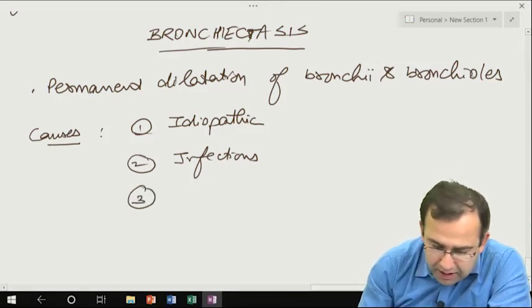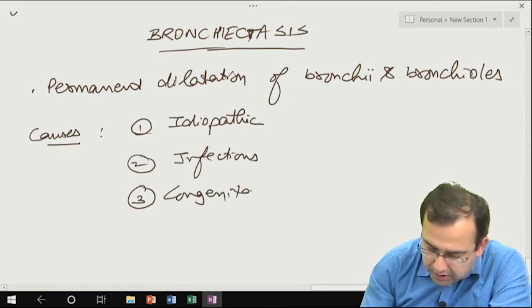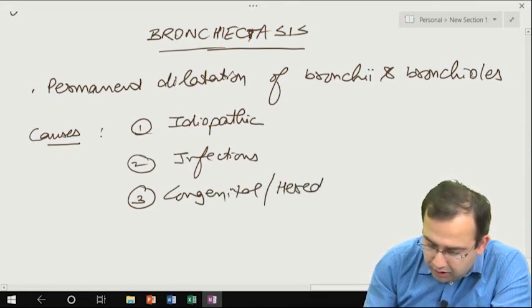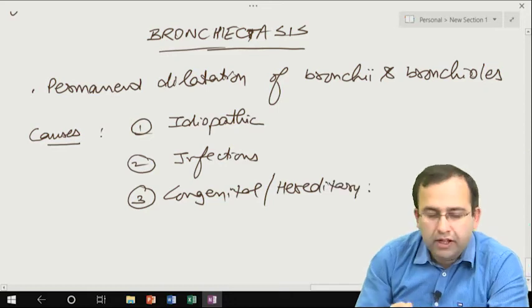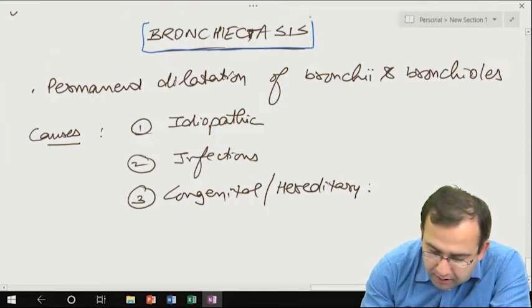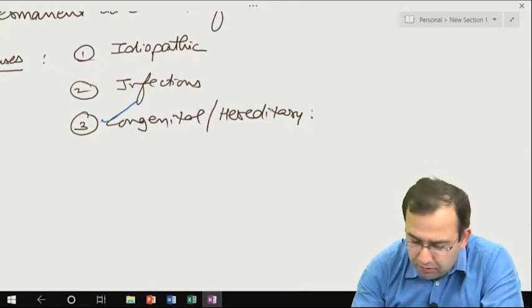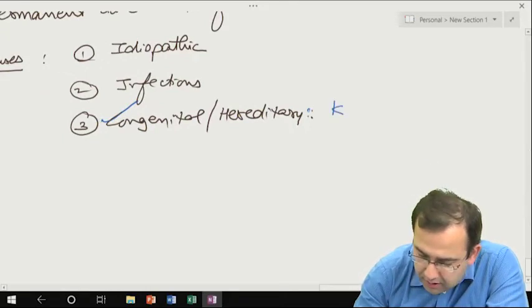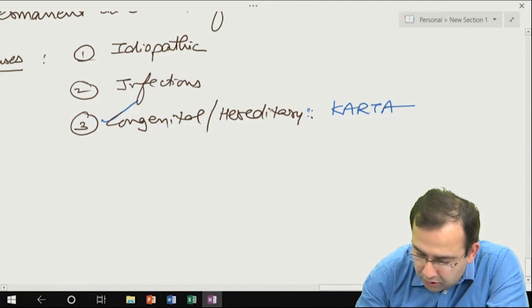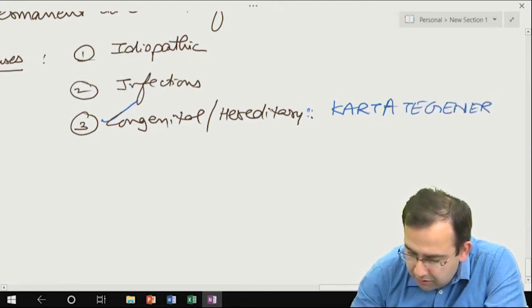Important is congenital. Congenital or hereditary conditions. This is the only word I am concerned with in bronchiectasis. And the congenital disease associated with bronchiectasis is Kartagener's syndrome. We did this in anatomy also in first year.